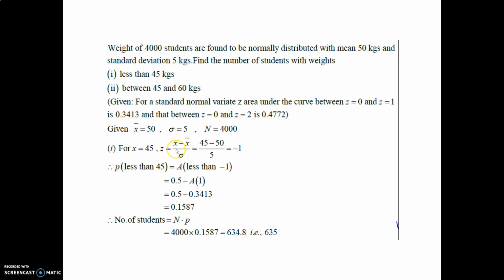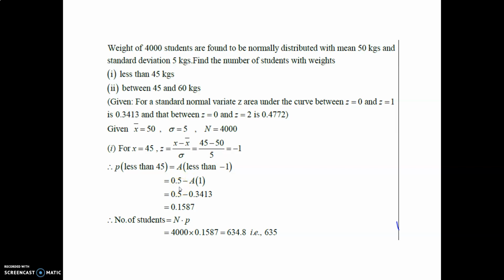Z is equal to x minus x bar upon sigma, 45 minus 50. 50 is what is given? The mean, upon 5. Sometimes they give the word average, which is suitable for these examples. So 45 minus 50 upon 5 is equal to minus 1. P less than 45 kg, we have to find, P of z less than minus 1.